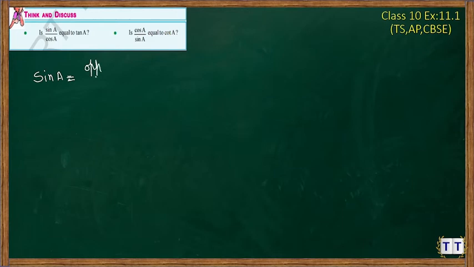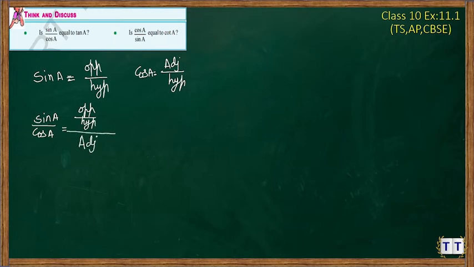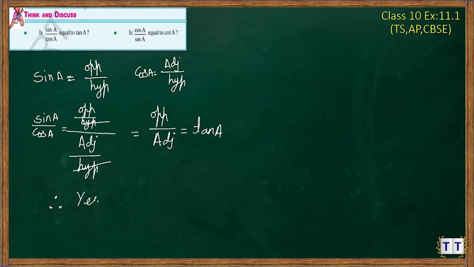We know that sine A is opposite by hypotenuse, and cos A is adjacent by hypotenuse. So sine A by cos A will be what? Opposite by hypotenuse divided by adjacent by hypotenuse. This hypotenuse will cancel, leftover is opposite by adjacent. As you all know, opposite by adjacent is equal to tan theta. You can say tan A or tan theta. So we have derived, therefore you can say yes, sine A by cos A is equal to tan A.